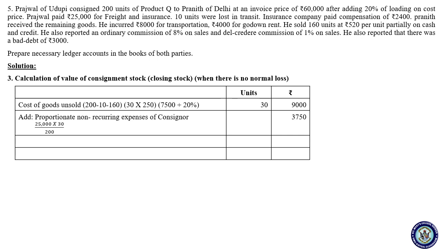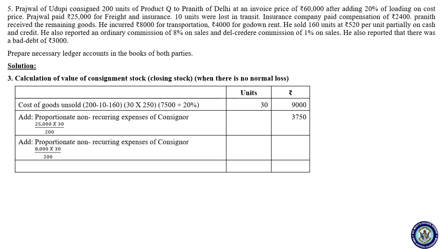3,750. But when we calculate the closing stock, you have to take the proportionate non-recurring expense of consignee. Okay, sorry, consignee. It is not consignor, it is consignee. Here it is consignee.